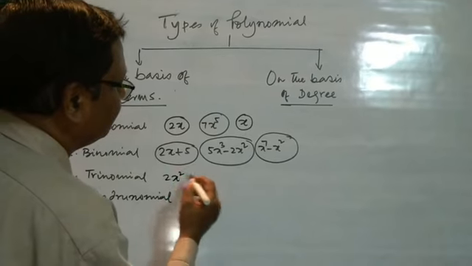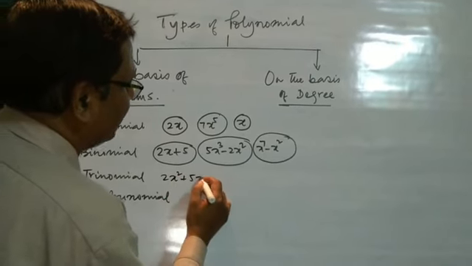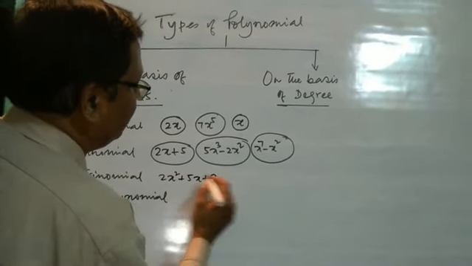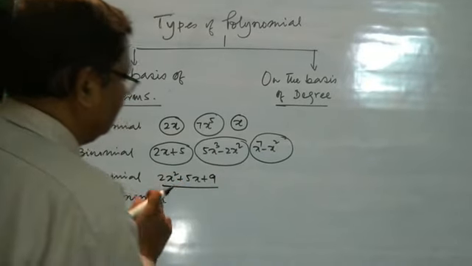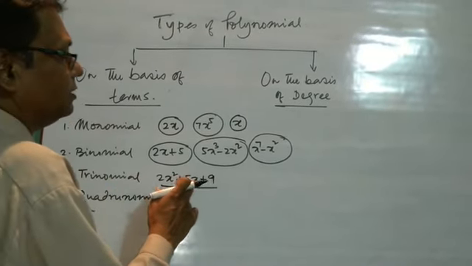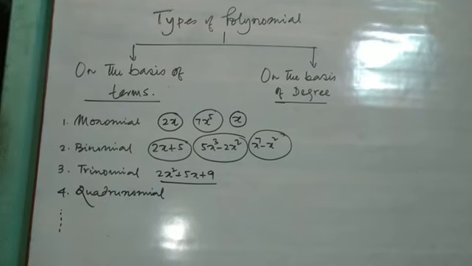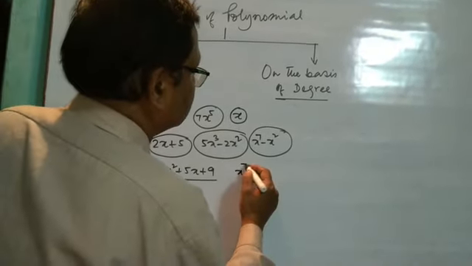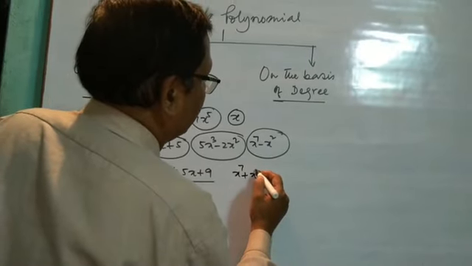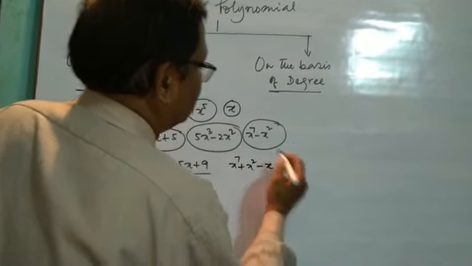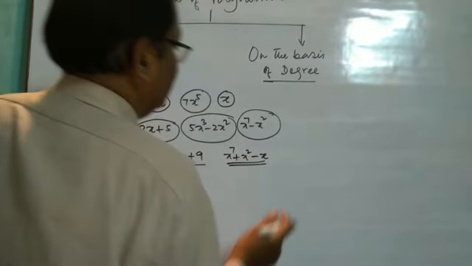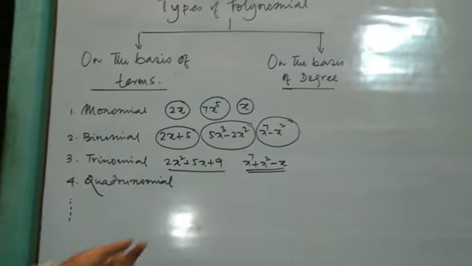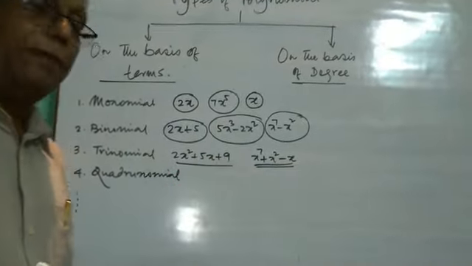2x square plus 5x plus 9 can be one of the examples. 2x square is the first term, 5x is the second term, 9 is the third term. This is a trinomial. In this way, you can write x to the power 7 plus x to the power 2 minus x. This is also a trinomial.